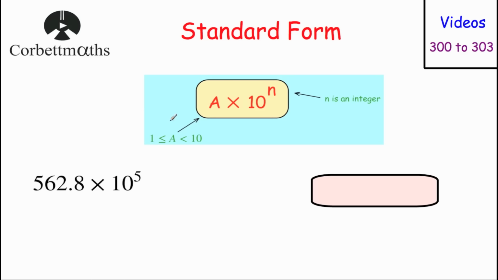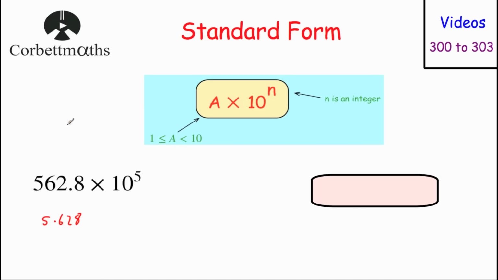Okay, next. Now let's look at how we would write numbers that are almost in standard form in standard form. So if we have a look at this number, 562.8 times 10 to the power of 5, this number is almost in standard form. And what I mean by that is we need a number between 1 and 10, and this number at the front isn't between 1 and 10. So we need to make it between 1 and 10. So if I had the number 562.8, I would divide that by 100, because if I divide that by 100, I would get 5.628, and that's between 1 and 10.